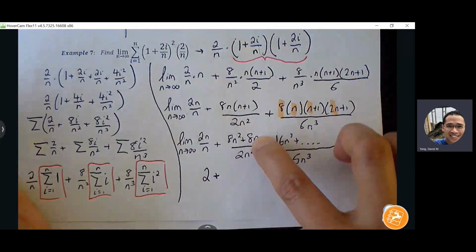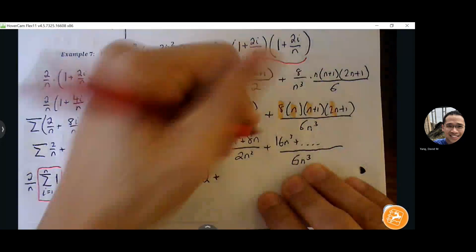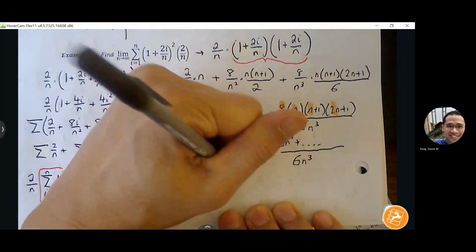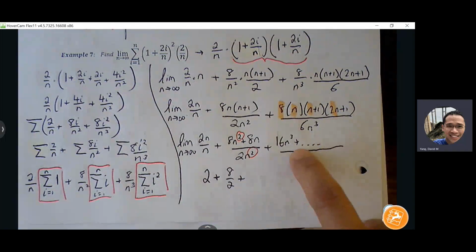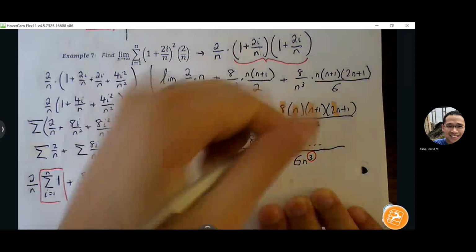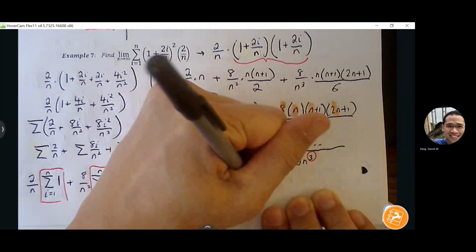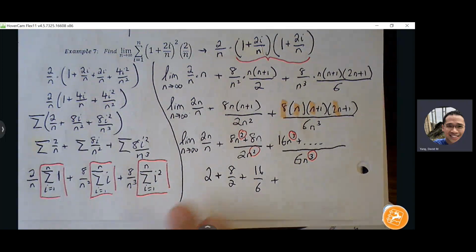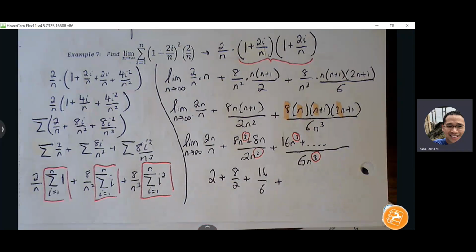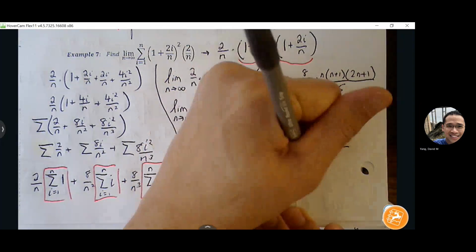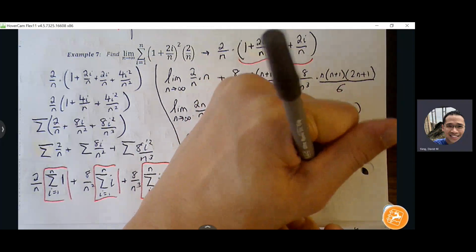The lower degree doesn't mean anything. It's just the highest degree. In my third term, there's an n squared, an n, and a constant, but we already have what we need, so we ignore the rest. 16 over 6. The limit as n approaches infinity will be 3 terms, and we add those together: 2 plus 4 plus 8/3 gives us 26 over 3.